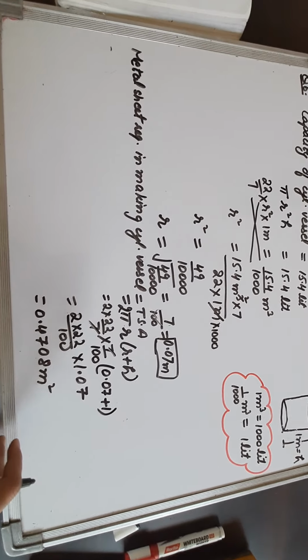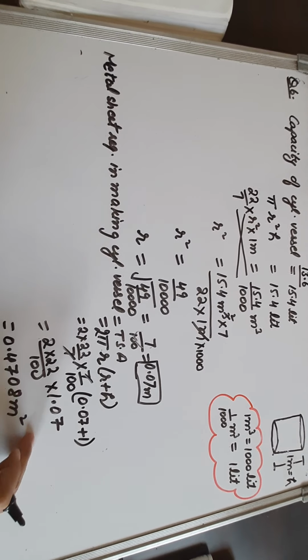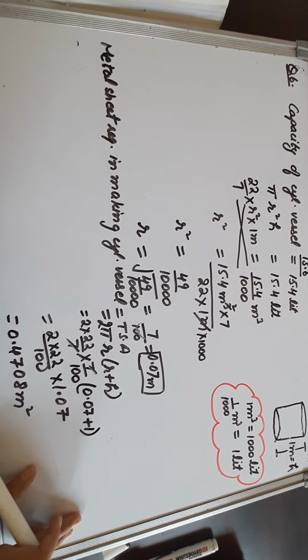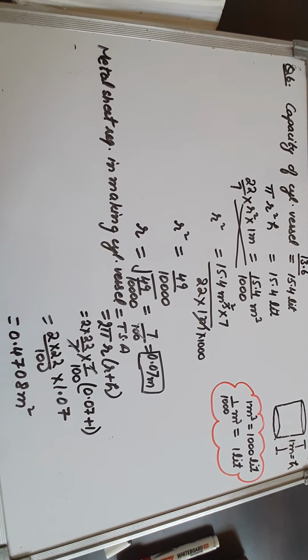0.4708 square meter. So that much metal sheet is required to make this cylindrical vessel. Now let's do question number 7.